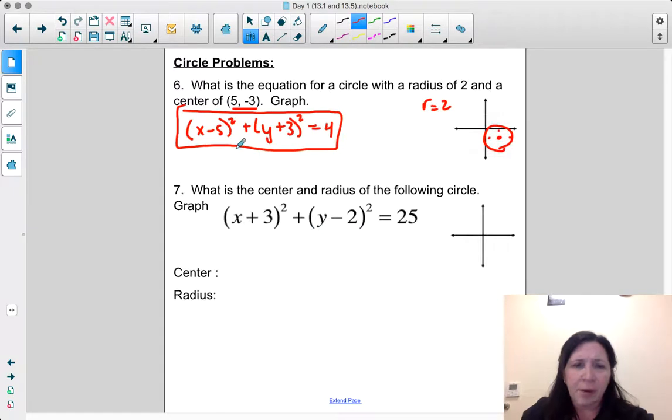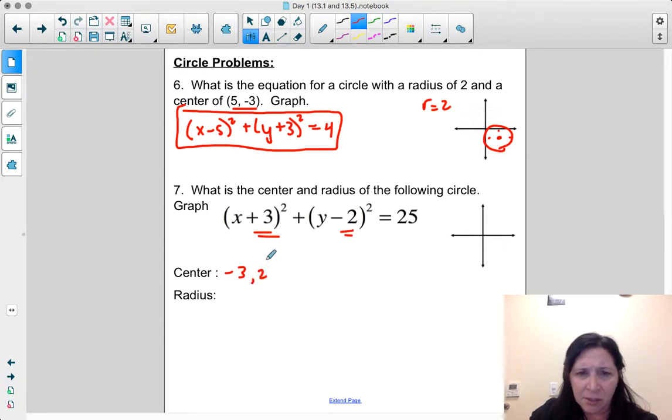Now, for this problem right here, it says, given the equation, what's the center? Well, the center, opposite, opposite, so that's going to be (negative 3, 2). And if this right here is equal to r squared, and you were to square root both sides, you're going to get the radius is equal to 5.